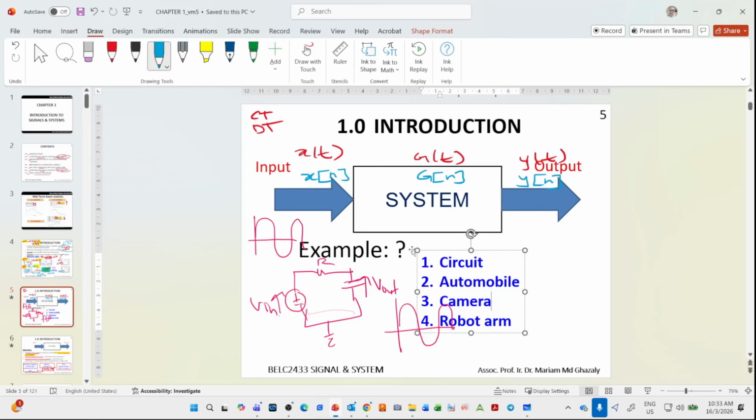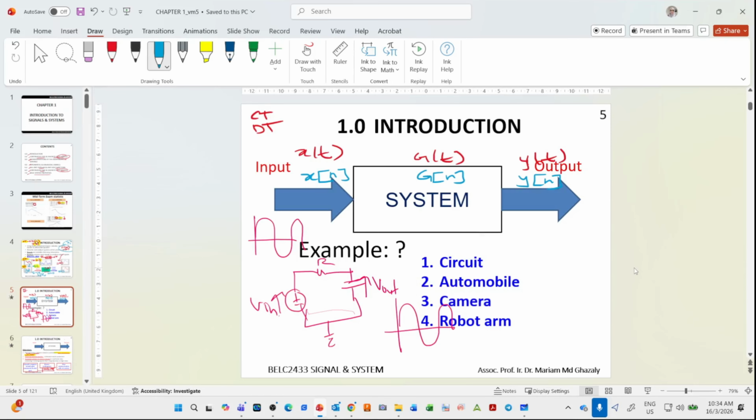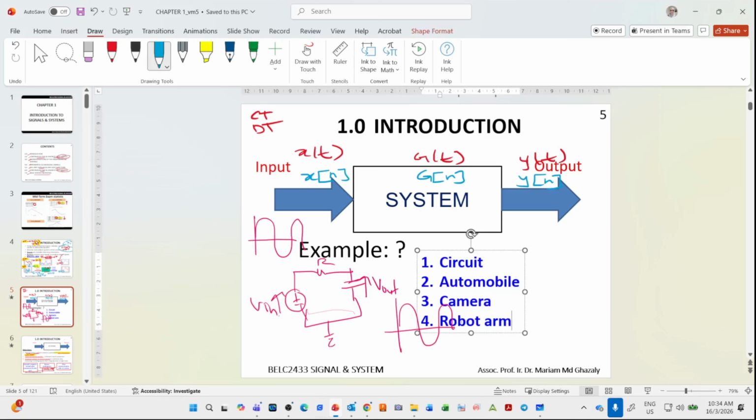The next example of a system is a camera, whereby the camera is to capture the image. Like I said, with a camera you actually do sampling of the image, from continuous time to discrete time. So basically you are doing sampling. That's why you get an image at a certain moment only. A robot arm is also a system.